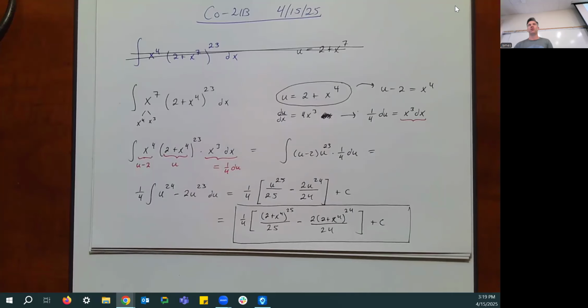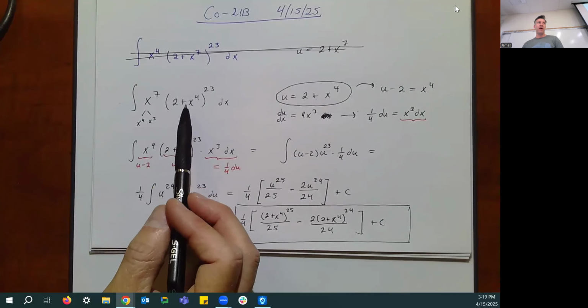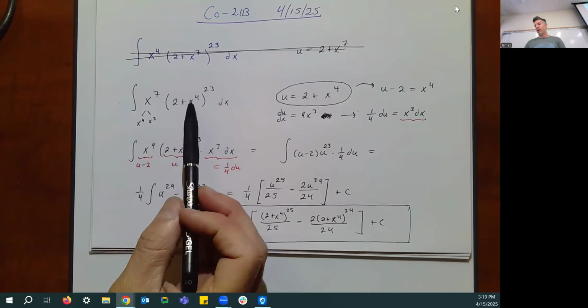I would say the most common examples of this are where you have some stuff stuck inside some function, and then the power of x outside is twice that power minus 1.